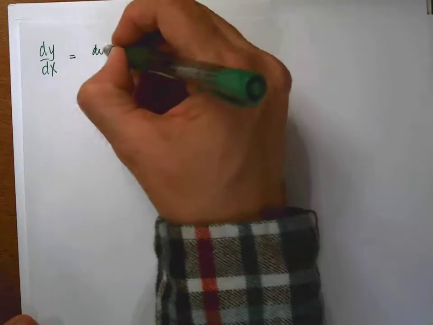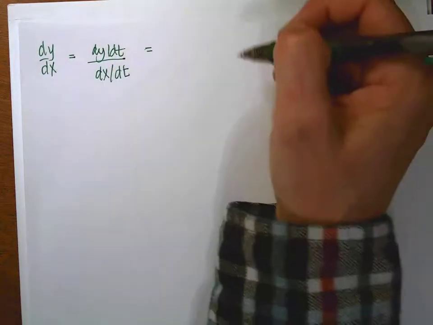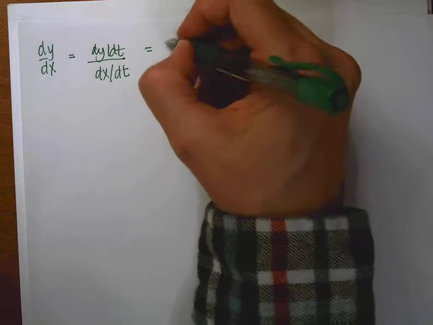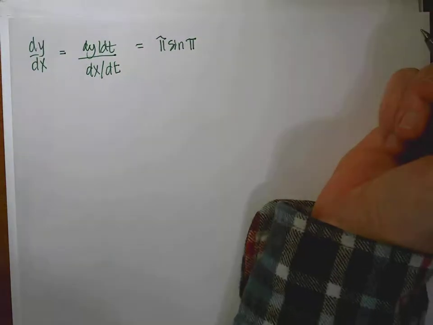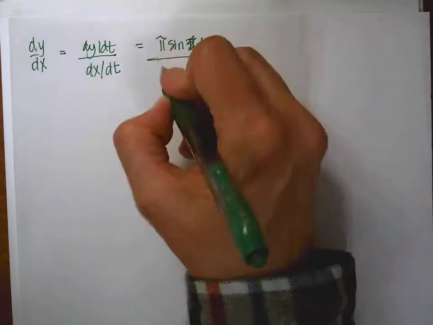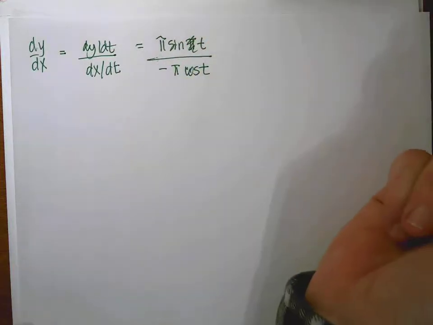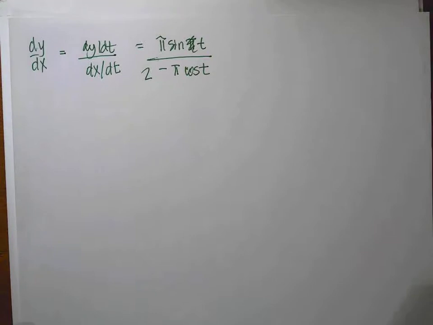The first thing I need to do is find my slope, so I need to take the derivative. My dy/dx is going to equal dy/dt divided by dx/dt. If I take the derivative of the y thing, and I'm assuming you still have that written down, you're going to get pi sine t, because the derivative of cosine is a negative sine. Pi stays. And then my dx/dt is going to be 2 minus pi cosine t, and I forgot the 2. All right, I lost my brain cells this weekend.